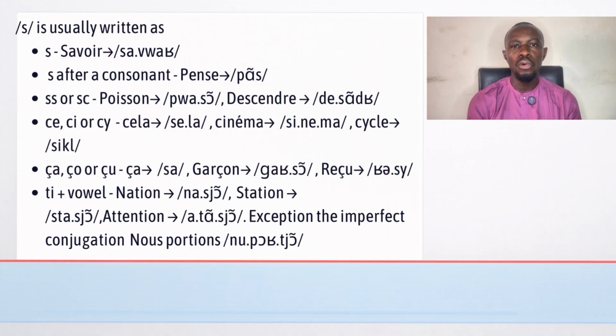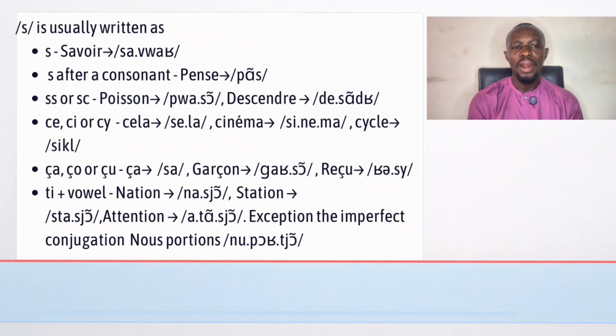So anywhere you see double S or S and C, you pronounce it as S. For instance, we have poisson. So you can see the sound. We don't say a Z sound here. The double S gives us S. So we say poisson. And you can find it also in descendre.